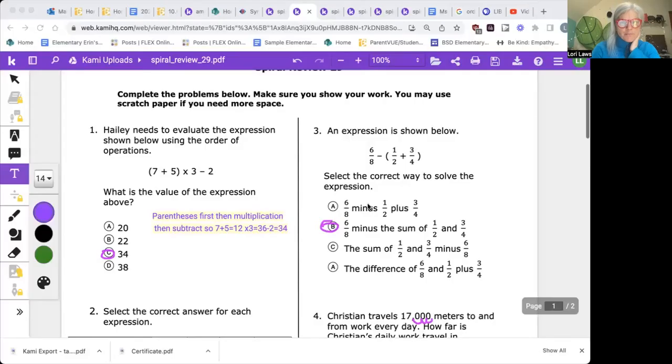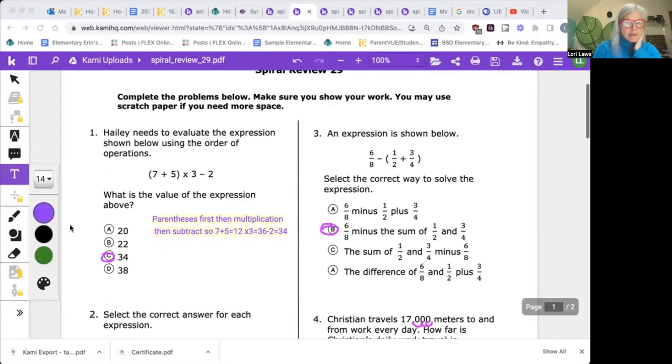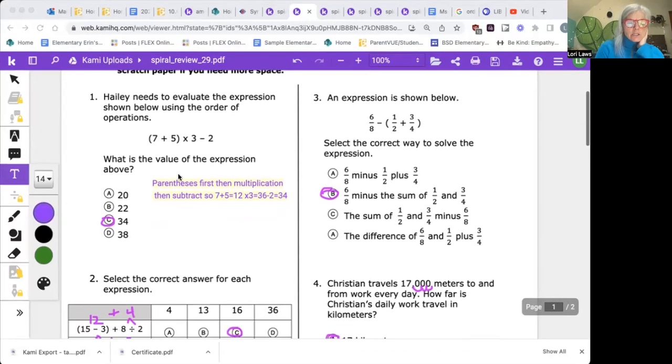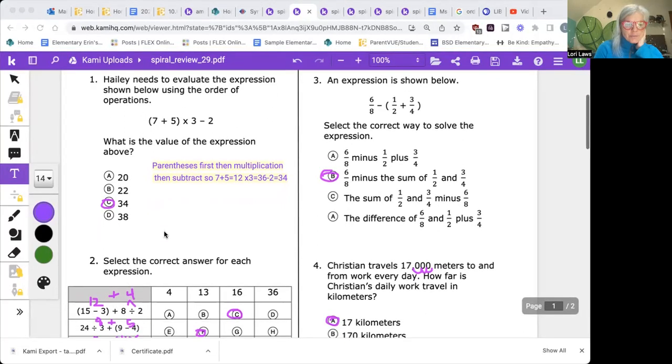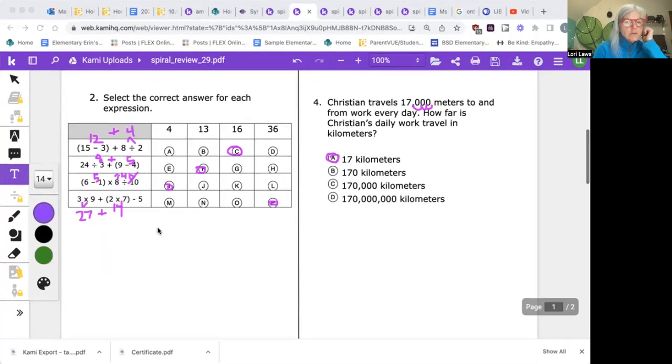Resume recording. Okay, so spiral review 29. We were talking about the order of operations here. You're going to do the parentheses, then the multiplication, then the subtraction. So it comes out C. Number 2, select the correct answer for each expression.